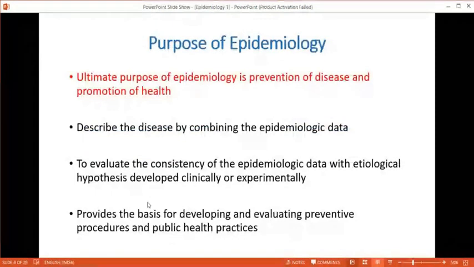So does anyone have any doubt till this one? The definition and the purpose of doing an epidemiology.